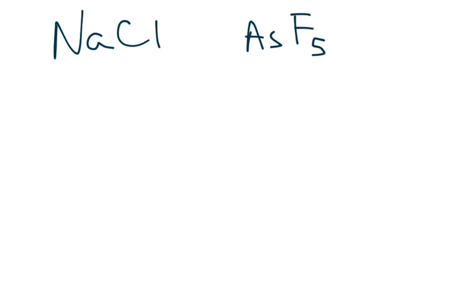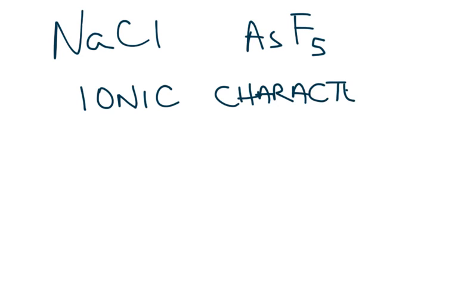Today we are going to talk about how to determine what kind of bond something is. So if I give you NaCl, if I give you AsF5, how do you know what's happening to the electrons? What that's sometimes called is ionic character. That's really just saying what kind of bond is it? Is it ionic? Is it covalent? And then there are some subdivisions we'll get to in a minute.